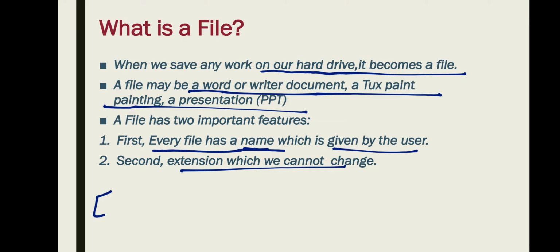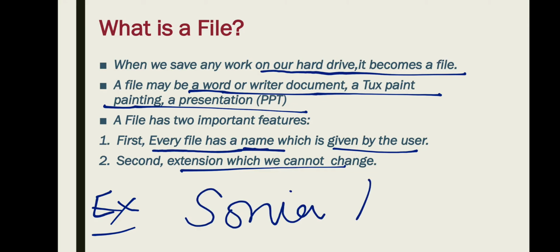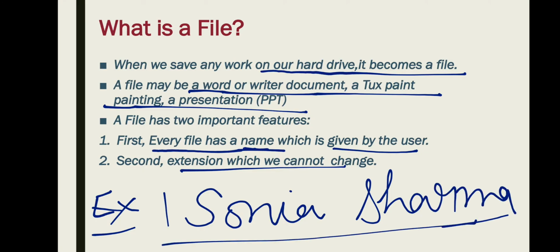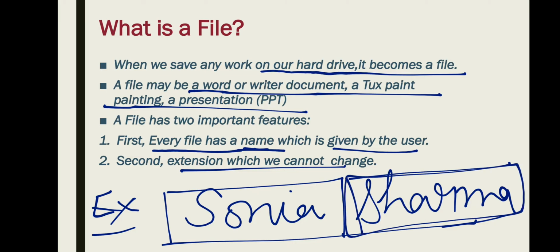For example, if you look at your name, you will find that it has two parts. First part is your first name, like Sonia Sharma. Your name has two parts. First is your first name, which is given by your parents and which can be changed if you wish to, while the second part is your surname, which we cannot change. Same with the file.